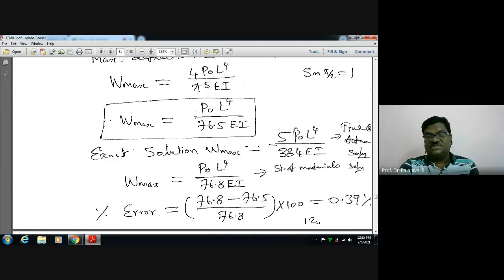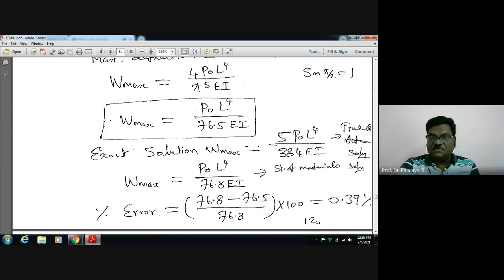Please don't get confused with this notation. Now you will be using 5 W L^4 divided by 384 EI; instead of P0, you have used W. Here, to represent the UDL, you are using the notation P0. That's why 5 P0 L^4 divided by 384 EI.